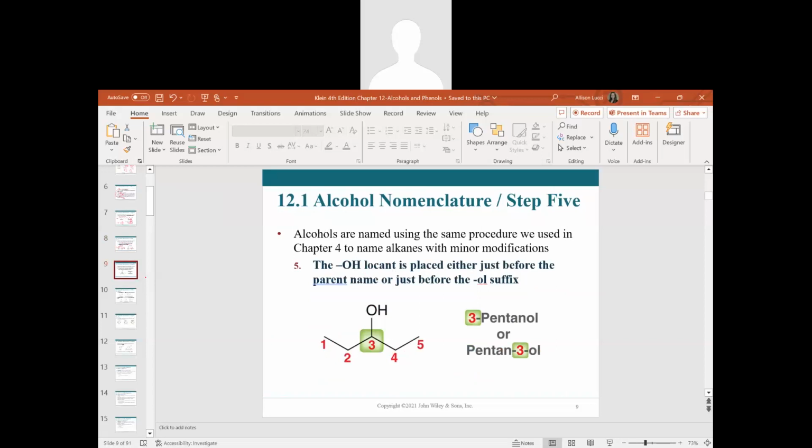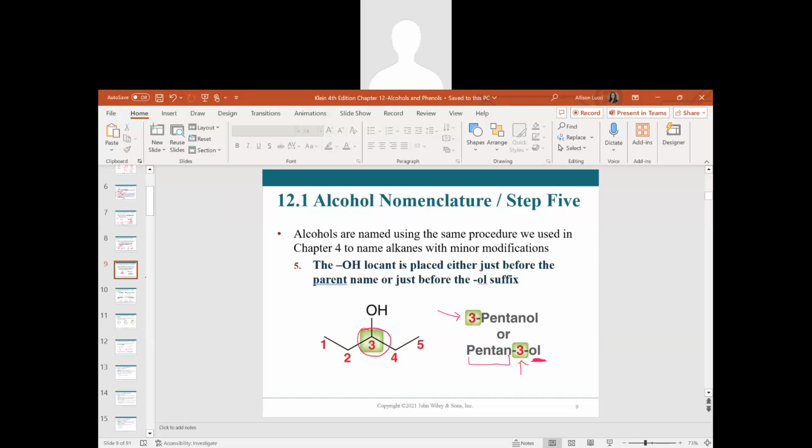So now we get to our step 5. We have this 5-carbon chain down here, so we know we have pentane. If we named the alkane parent, we have on our carbon 3 here that hydroxyl functional group. So that would give us a 3-pentanol if we placed our locant in front. Or we could break up our parent and call this pentan-3-ol, and place that locant right before that ending, that "ol" ending that tells us that we have an alcohol.